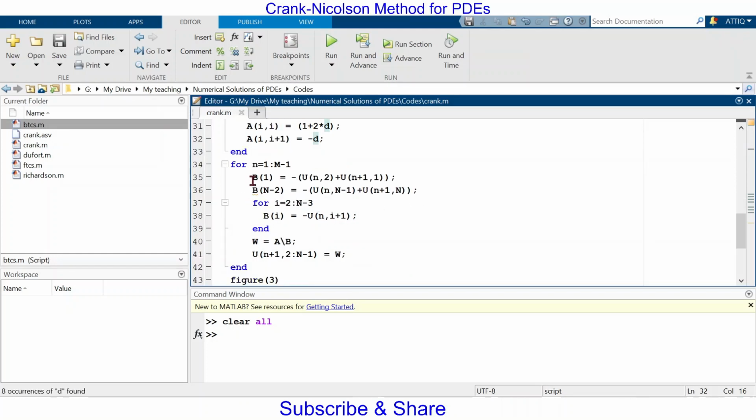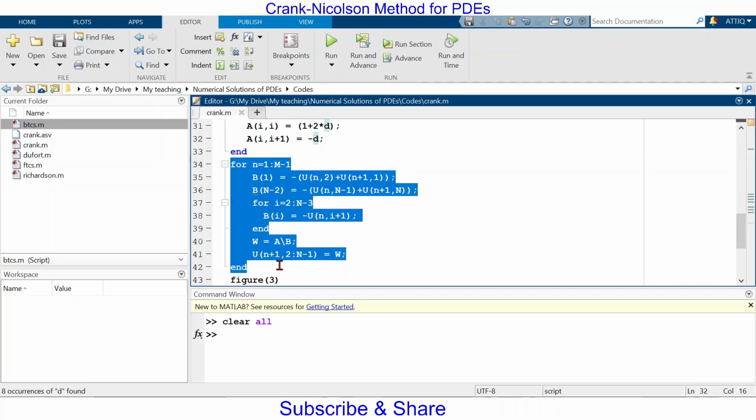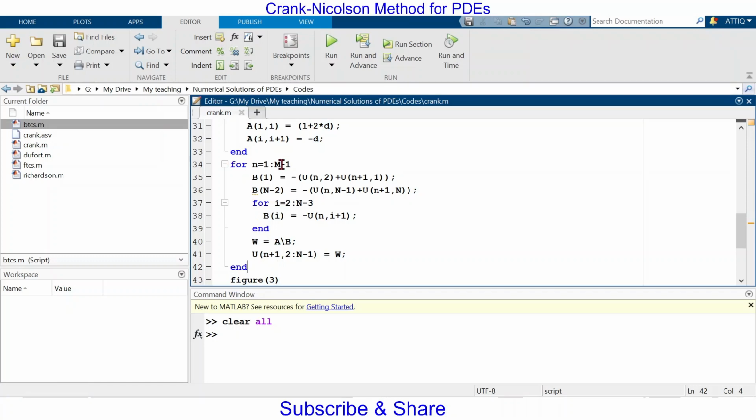Since W will change in every iteration, we will consider this in the time loop. So this is going to be our main loop, the time loop for n equal to 1 to m minus 1. Because m is the total number of nodes, on the left hand side we will be using m, and on the right hand side we will be using m minus 1. So that's why the loop will go to m minus 1.